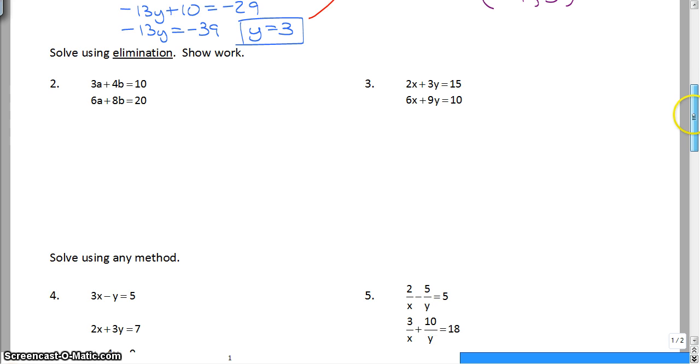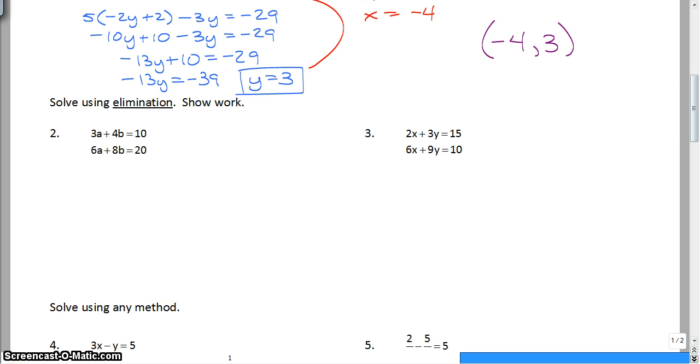Another very popular method, and I would argue in many ways my favorite, is elimination. This is also known as linear combination. So what we're going to do here is you need to get one variable to disappear. So what you need is equal but opposite coefficients in front of one of your variables. So what we can do is multiply the first one by negative 2 to get rid of our 6a. If we multiply 3 by negative 2, we'll get negative 6. So we multiply everything by negative 2. That's going to give us negative 6a minus 8b is equal to negative 20.